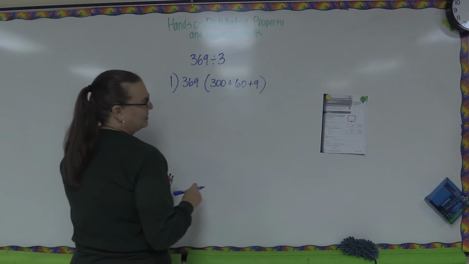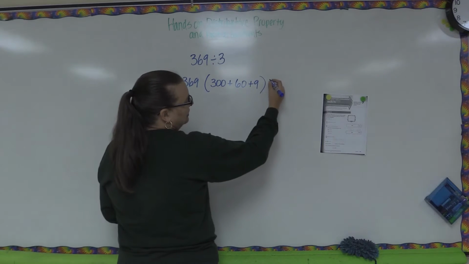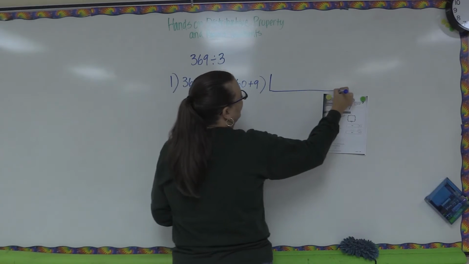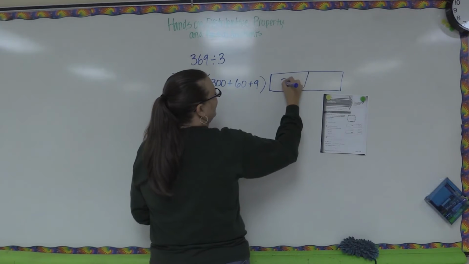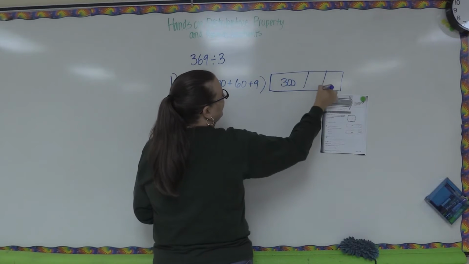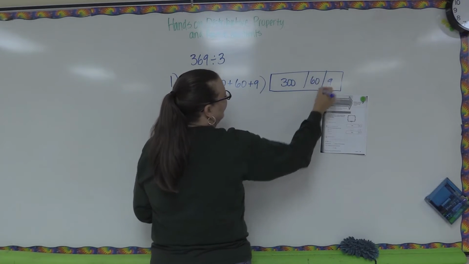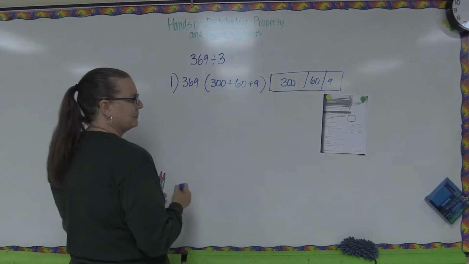The second part of this problem, and they have drawn that out in a little box for you, which your little box looks like this. You have 300 here, because that's the largest piece. You have 60 here, and you have 9 there. So that's your whole number.